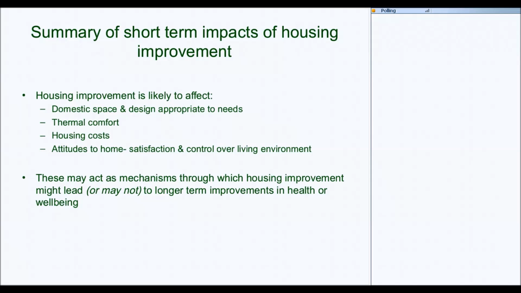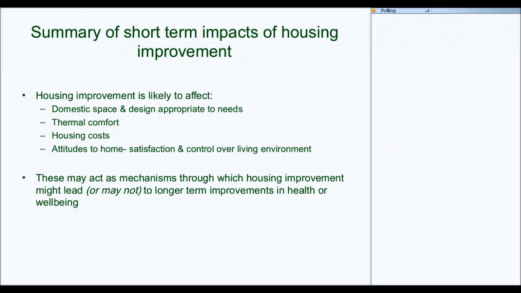And in summary, the sorts of things that we concluded were potentially important proxy impacts of housing improvement that might lead to health effects were an increase in domestic space and design, although it might not always be an increase because there are some elderly people that moved to a smaller house and found that much more affordable to heat. So it was about providing domestic space and design that was appropriate to meet the needs.